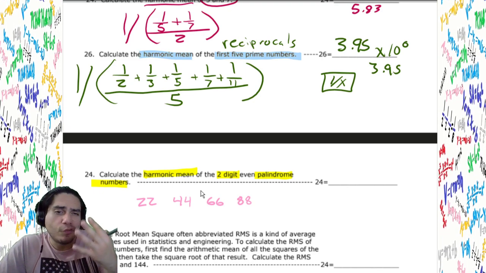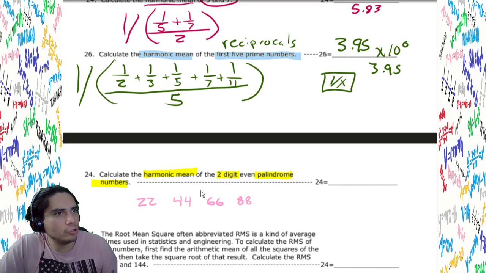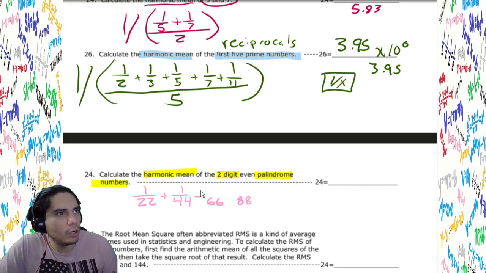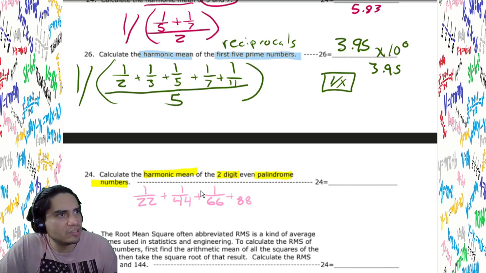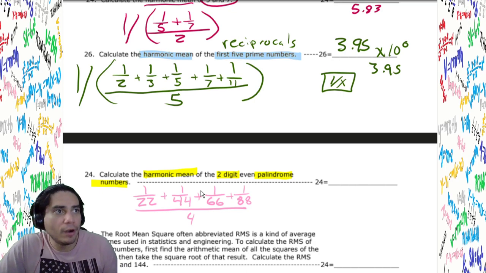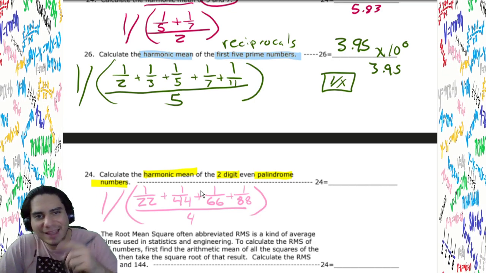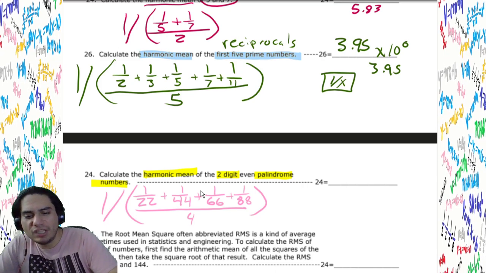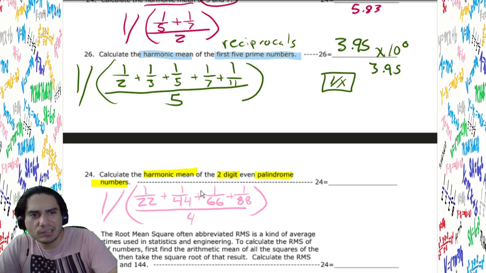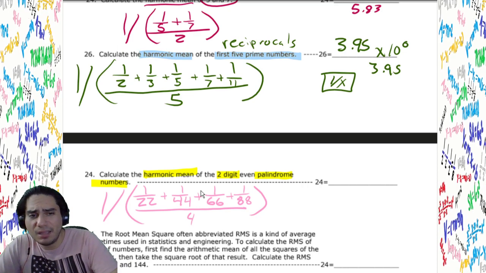We got ourselves four two-digit even palindromes. So we're going to do 1 over 22 plus 1 over 44 plus 1 over 66 plus 1 over 88. And we're going to divide by 4. And at the end, we're going to go ahead and 1 over x it. And that's what we're going to do. So let's do it. 22, 1 over x. 44, 1 over x. 66, 1 over x. 88, 1 over x. And you better have added them all, okay?